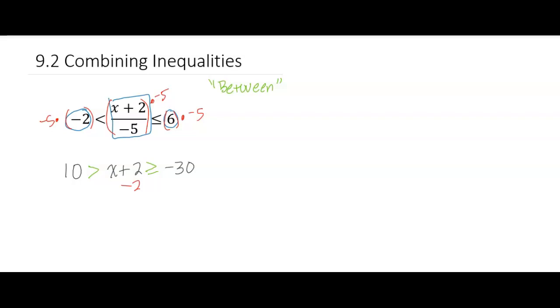And again, there are three sides. If you're going to subtract 2, you've got to subtract it from all three sides. The middle and the left and the right all have to get 2 subtracted. So this side's going to be 8. This side's just going to be x. And this side's going to be -32 now. Now, this is not an acceptable answer. We're not done with this problem. We still have to put it into the right format for an answer.